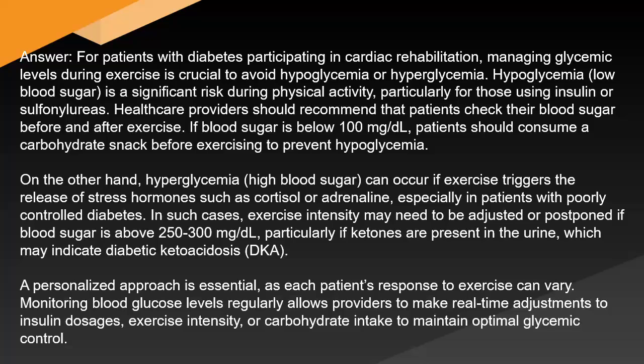In such cases, exercise intensity may need to be adjusted or postponed if blood sugar is above 250 mg/dL, particularly if ketones are present in the urine, which may indicate diabetic ketoacidosis. A personalized approach is essential, as each patient's response to exercise can vary. Monitoring blood glucose levels regularly allows providers to make real-time adjustments to insulin dosages, exercise intensity, or carbohydrate intake to maintain optimal glycemic control.